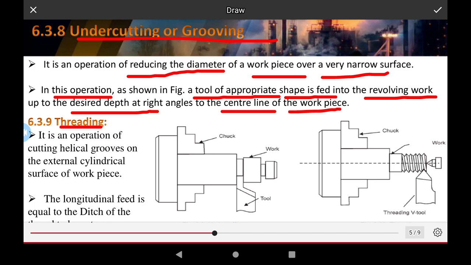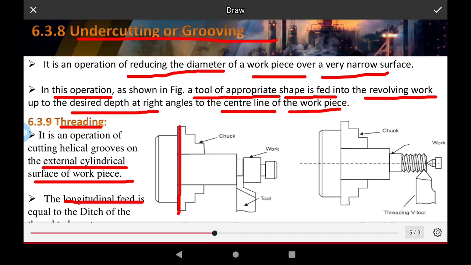Threading. Threading is the operation on the lathe machine of cutting a helical groove on the external cylindrical surface of the workpiece. The longitudinal feed is equal to the pitch of the thread.